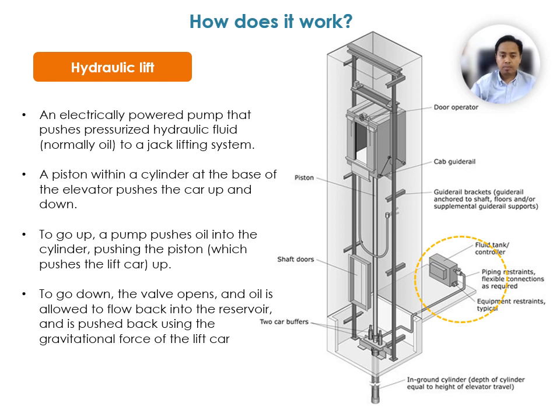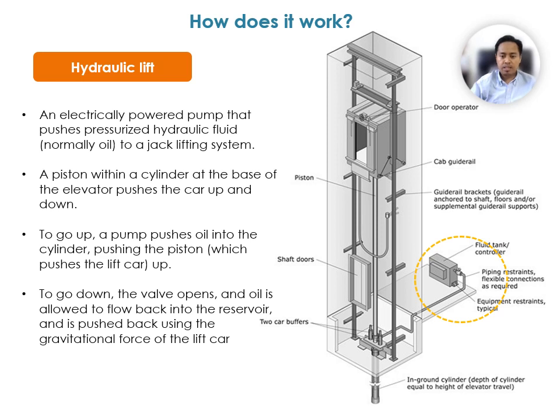How does it work? Let's start with hydraulic lift. First, an electrically powered pump pushes pressurized hydraulic fluid, normally oil, to a jack lifting system. As you can see on the diagram, the yellow circle indicates the fluid tank controller together with the pumping equipment. What it does is pump the oil into the piston. Second, the piston within a cylinder at the base of the elevator pushes the car up and down.